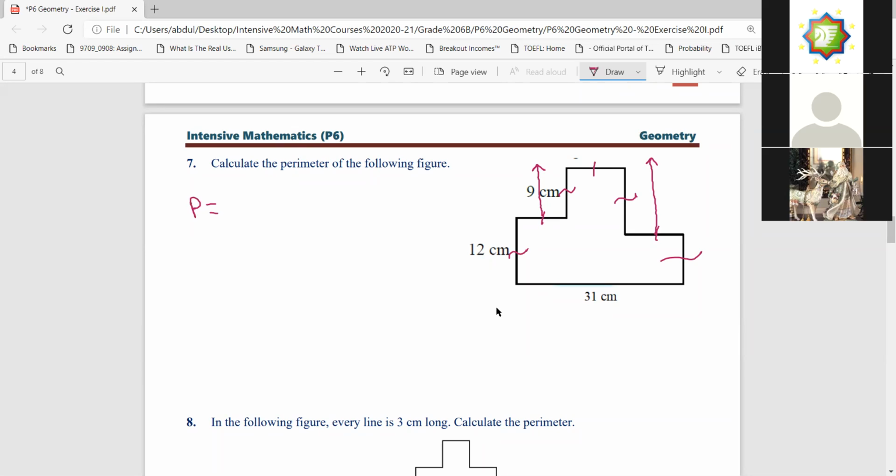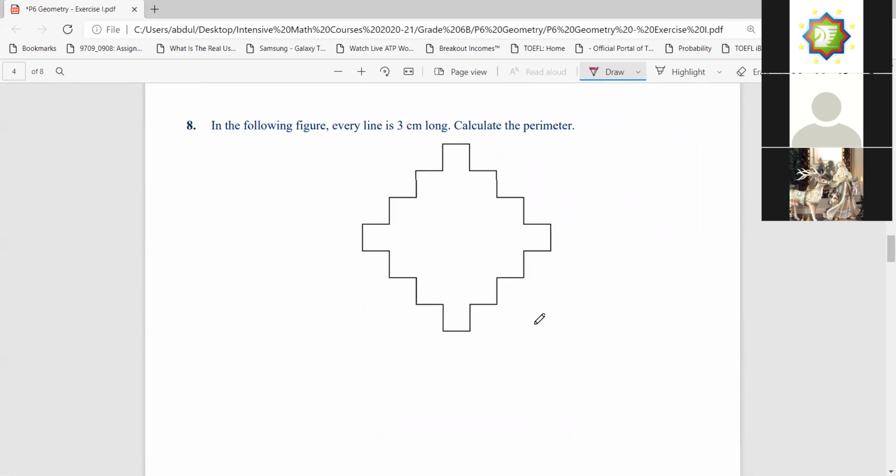So then what is the perimeter? 31, top and bottom, right? So here we have 2 times 31. And left hand side, 12 plus 9, it is 21. Right hand side, 12 plus 9, also it is 21. Plus, what is left here? Okay, we move this. That's it, right? So that's equal to 52. That's equal to 104. Okay, very good.